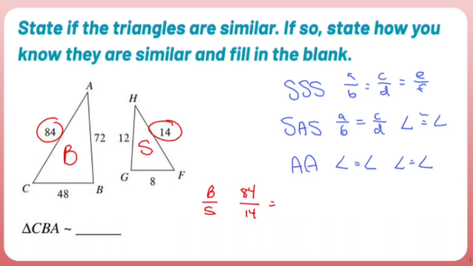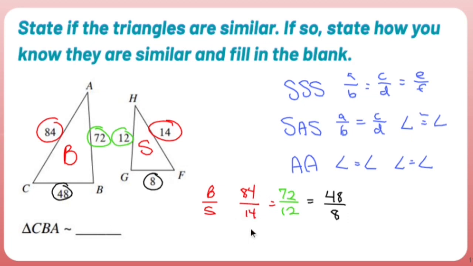Now I'm going to do the same thing again. I'm going to choose the middle one, 72, which matches up with the middle one over here, 12. So 72 over 12. And I'm going to do it with the third side because SSS means you have to do it with all three. 48 over here matches up with 8 over there, 48 over 8. Now I simplify each fraction and see what I have.